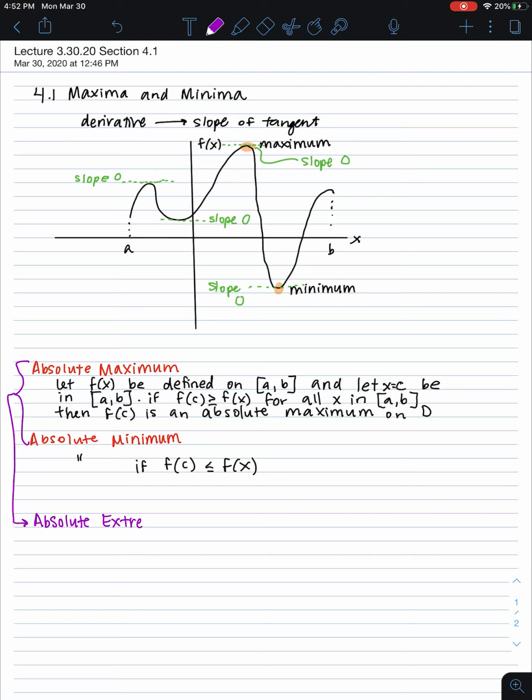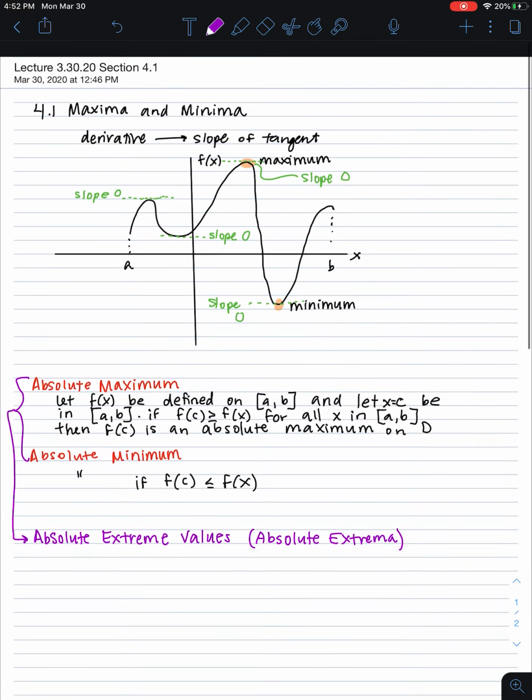So absolute extreme value. Technically, it would be absolute extremes or extreme values if we're talking about more than one, because we have an absolute minimum and an absolute maximum, and they're both extreme values. And another way to say this is absolute extrema. Again, extrema is just the plural form of extremum. Okay, so the absolute extreme values are just an absolute maximum or an absolute minimum.